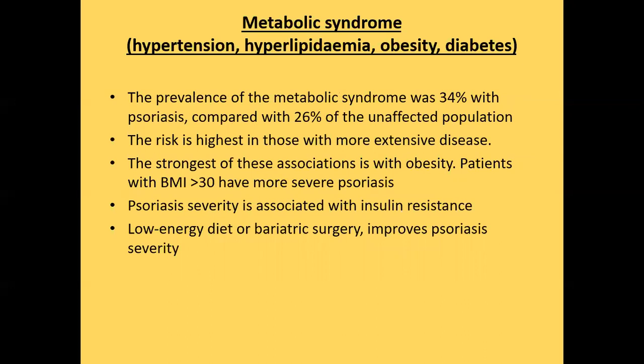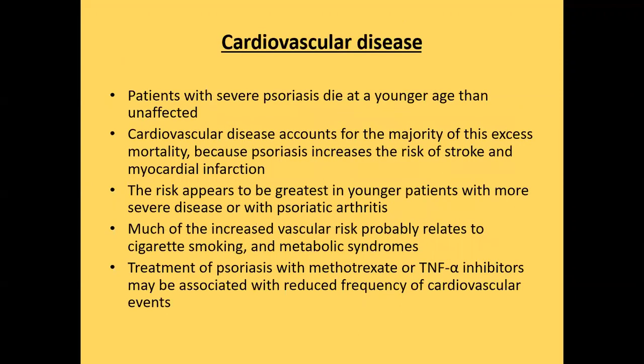Metabolic syndromes. The metabolic syndrome includes 4 components: hypertension, hyperlipidemia, obesity, and diabetes. The prevalence of metabolic syndrome in psoriasis is 34% as compared to 26% in general population. The risk is highest in those with more extensive disease. The strongest association is with obesity, and patients with BMI greater than 30 are more at risk of severe psoriasis. The psoriasis severity is also associated with insulin resistance. Low energy diet, bariatric surgery, or decrease in weight is associated with improvement in psoriasis.